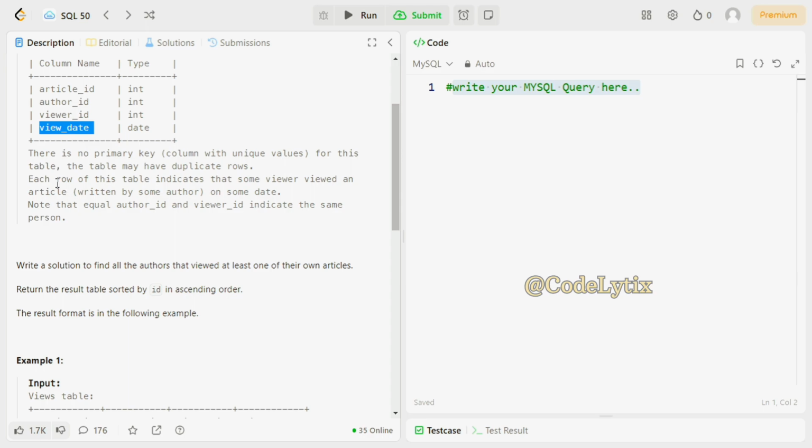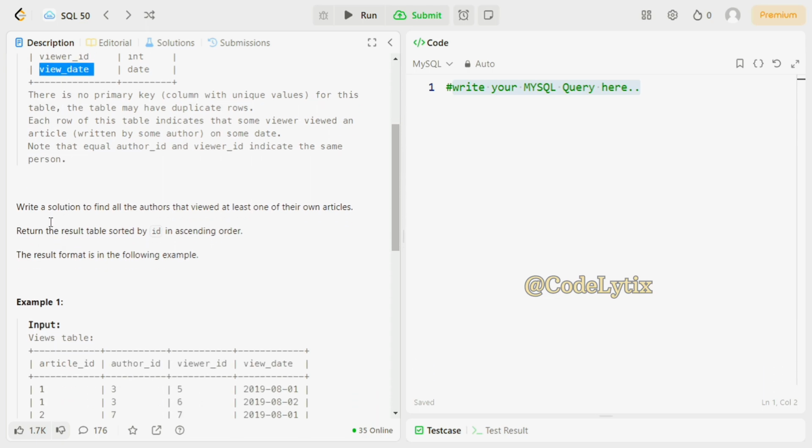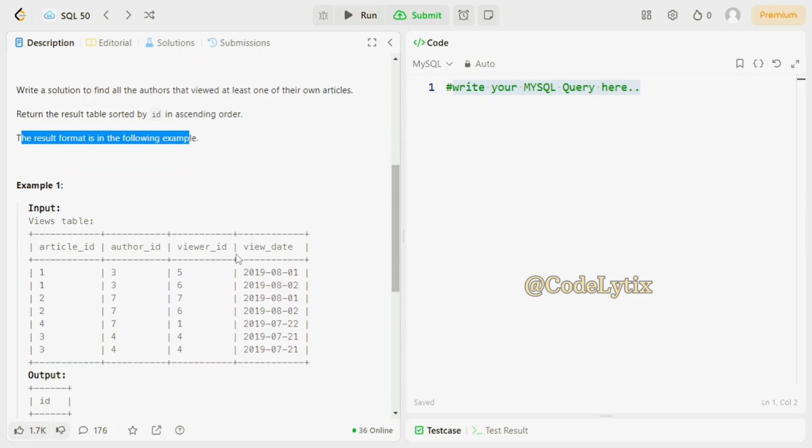Each row of this table indicates that some viewer viewed an article which is written by some author on some date. Note that equal author ID and viewer ID indicates the same person. The question is to write a solution to find all the authors that viewed at least one of their own articles. We have to return the result sorted by ID in ascending order. The result format is as per the below example.